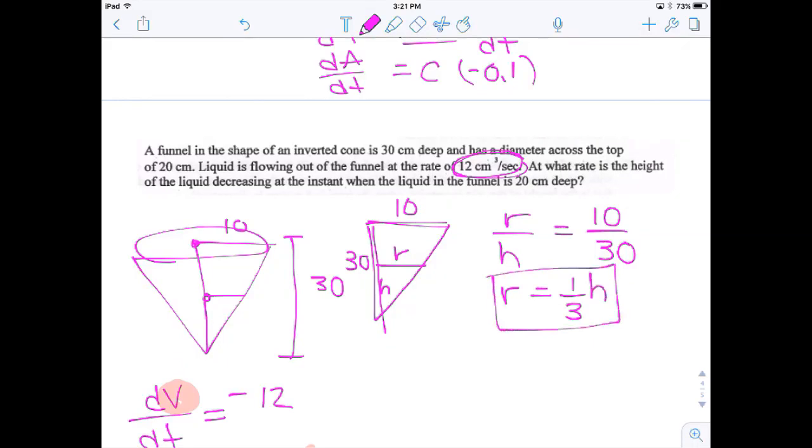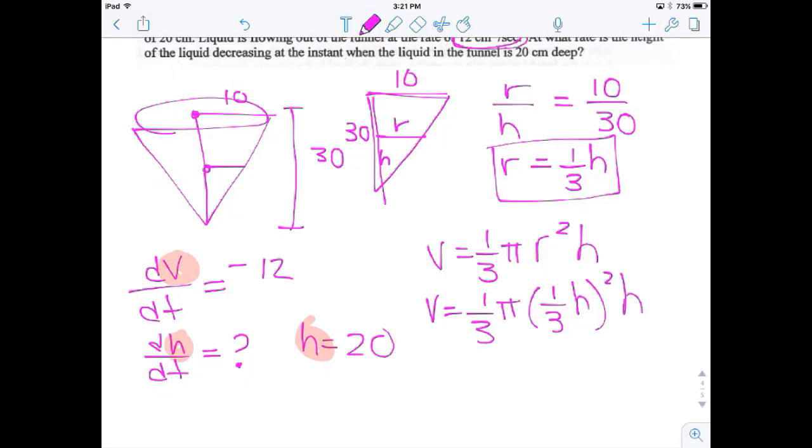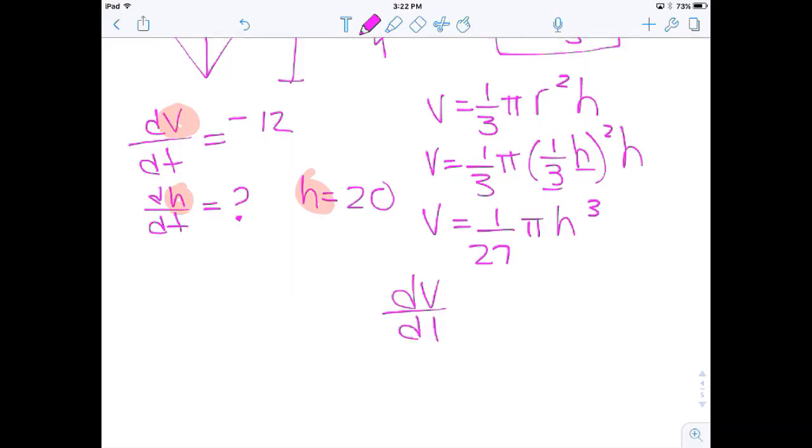So I know that the volume of a cone, and they would give you this, is 1/3 pi r squared H. So before I do any calculus, I'm going to get this all in terms of H at least. And so now when I actually take some derivatives here, this is all going to be in terms of one variable. So I've done that here, right? And I'm going to just simplify before I take a derivative. So this would be 1/27 pi h cubed. Remember to square each of those. So this dV/dt, which we know is negative 12, is 1/27 pi times 3h squared dH/dt.